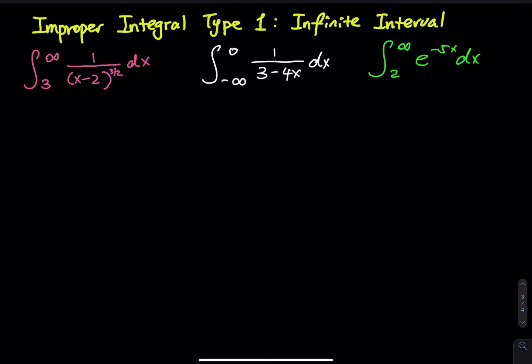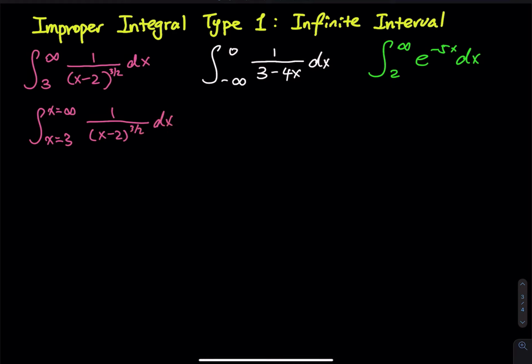Let's discuss these three improper integrals. They are the first type of improper integral where there is an infinite interval. Infinite interval means there is an infinity either on the upper limit or the lower limit. So the first one we have the integral from x equals 3 to x equals infinity of 1 divided by (x minus 2) to the 3 over 2 dx.